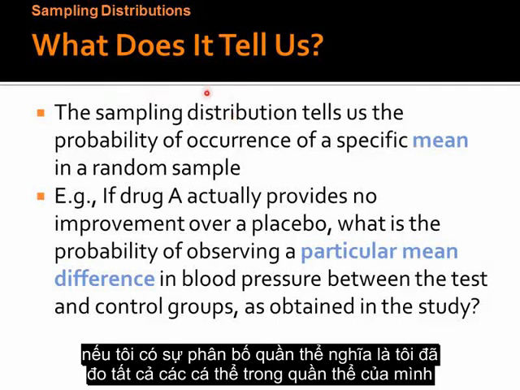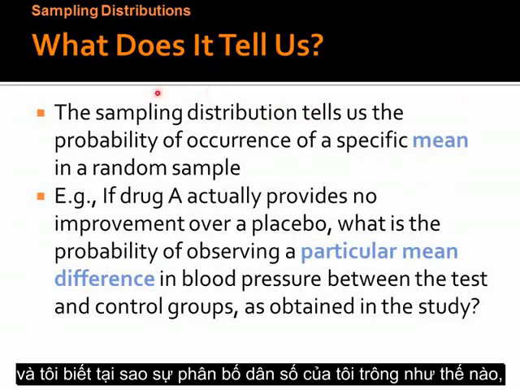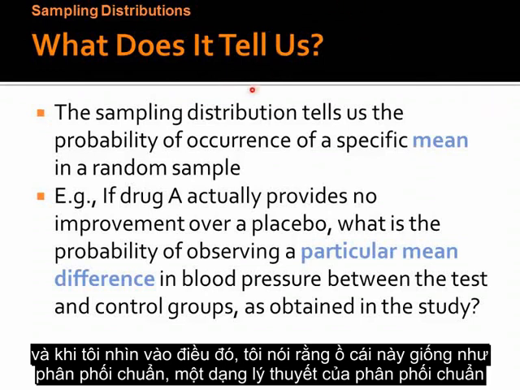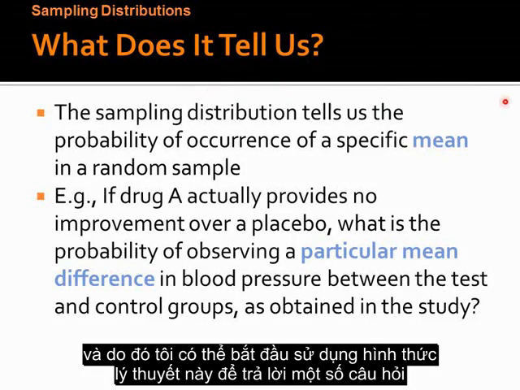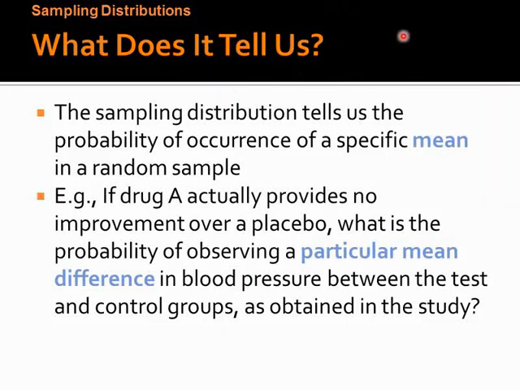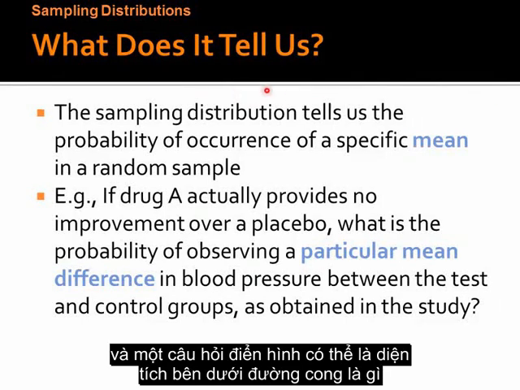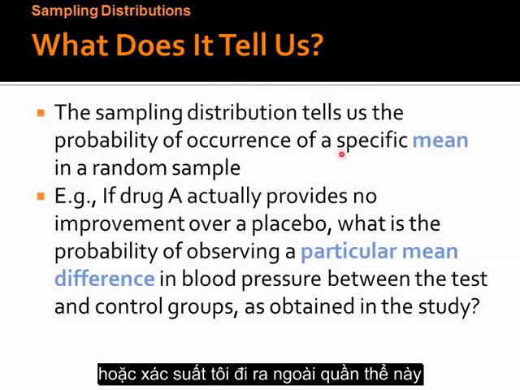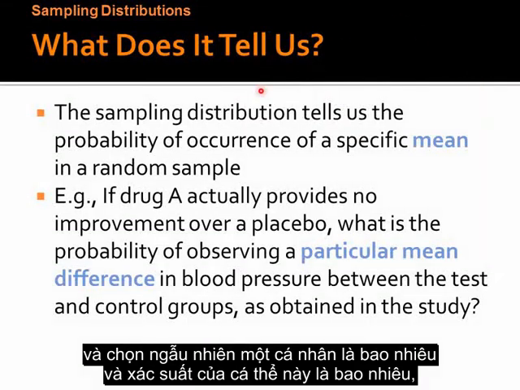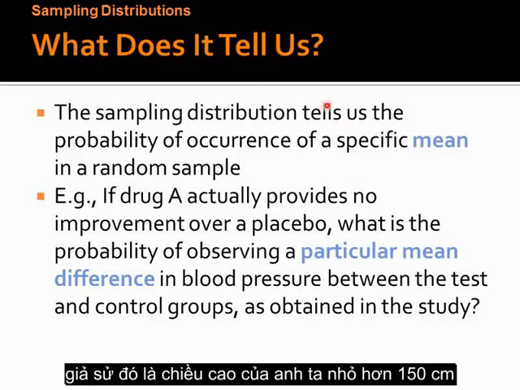Let's say I have the population distribution, meaning I have measured all the individuals inside my population, and I know my population distribution looks like this. When I look at that, I say that this resembles a normal distribution, a theoretical form of the normal distribution, and therefore I can start to use this theoretical form to answer some questions. A typical question might be, what is the area underneath the curve? Or what is the probability of me going out into this population and randomly picking an individual, and this random individual having a height less than 150 centimeters?